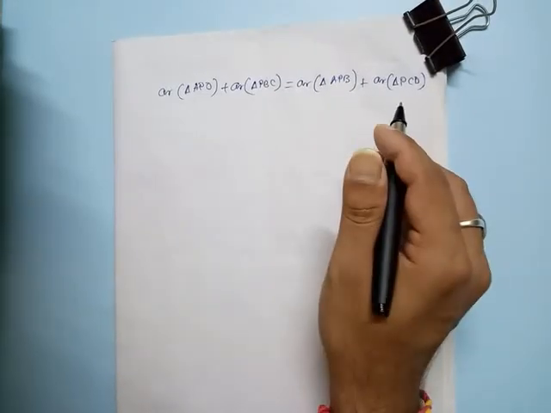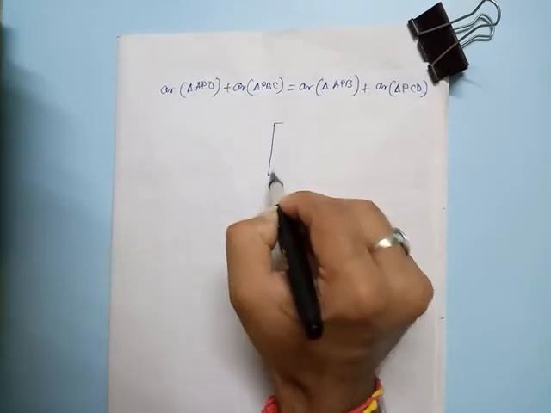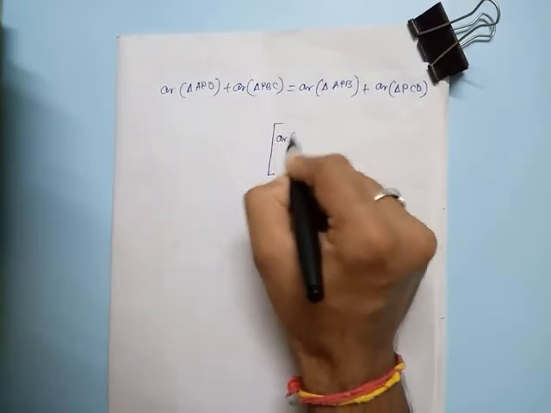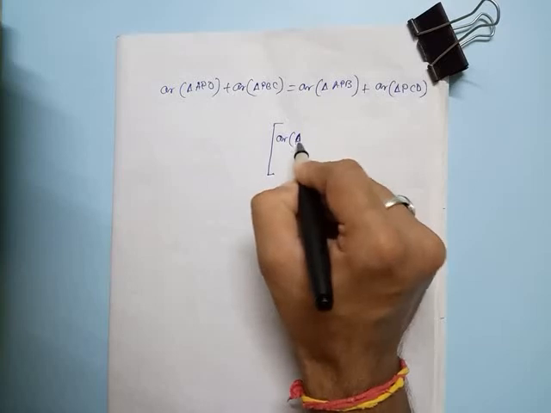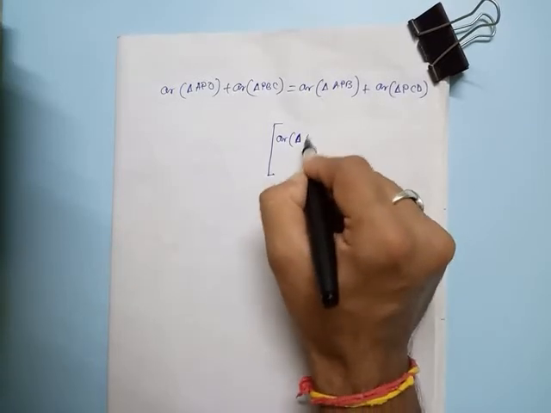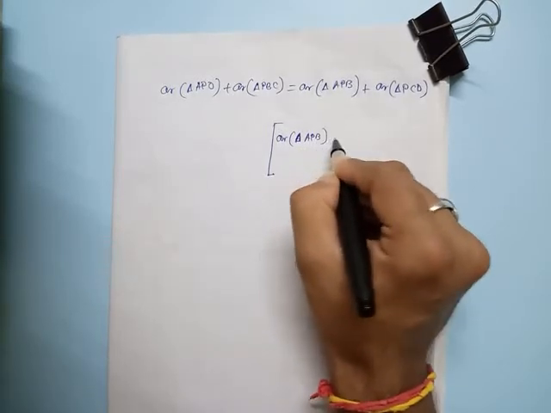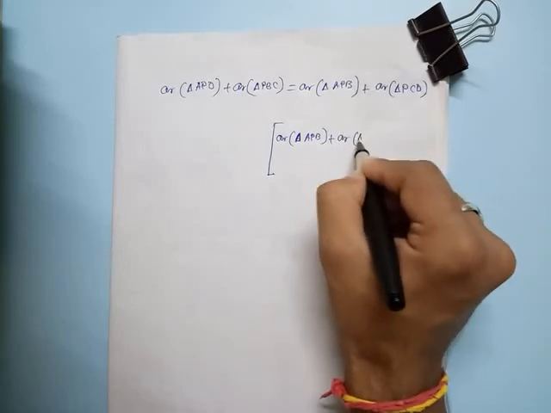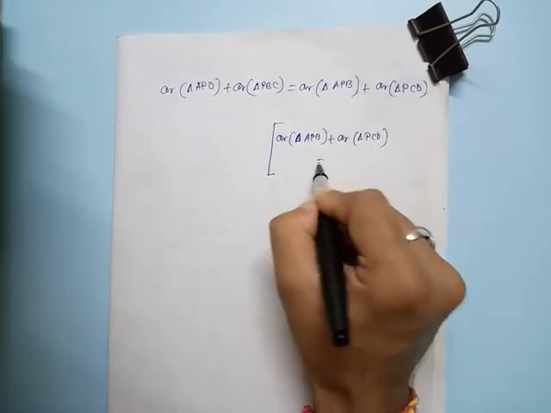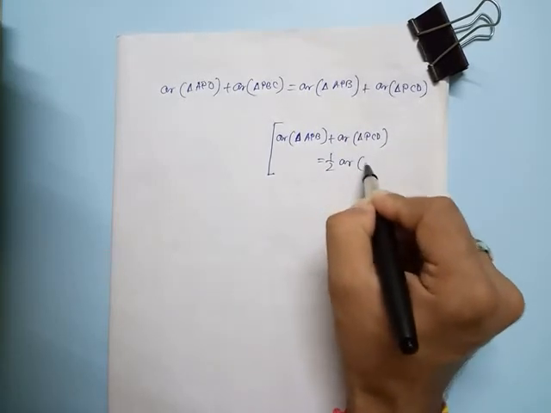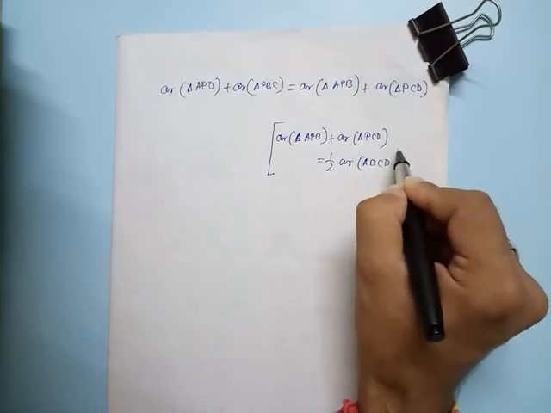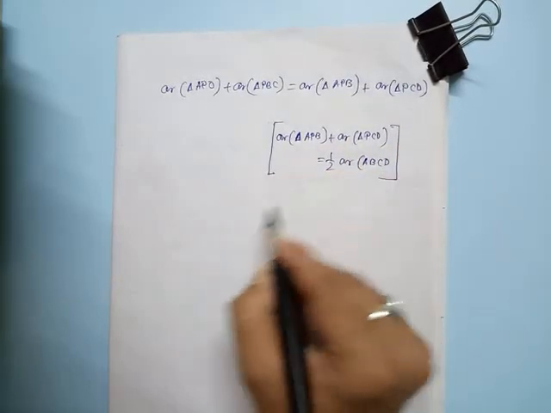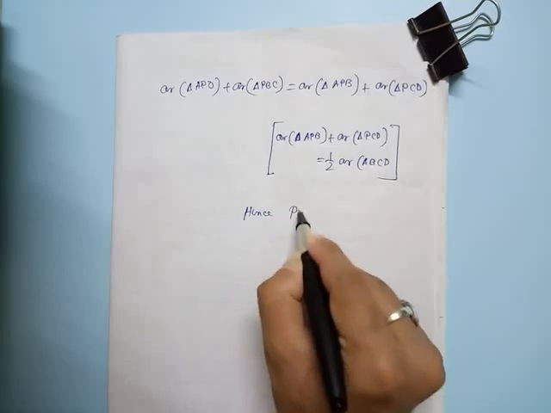Reason is that, we'll write here the reason, that area triangle APB plus area triangle PCD equal half area ABCD. So this is the ultimate answer, hence proved.